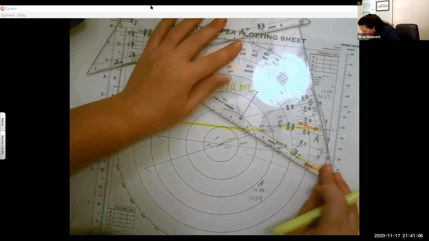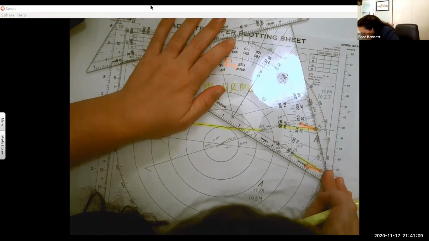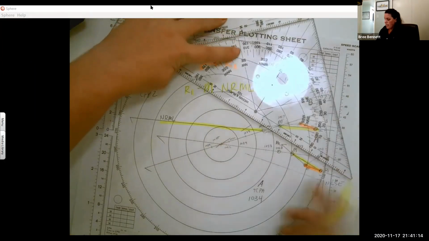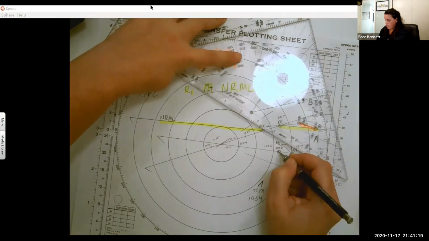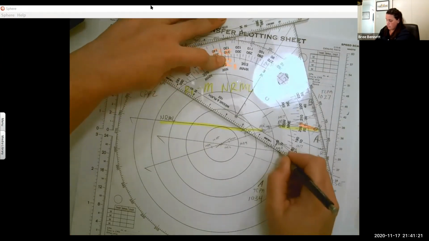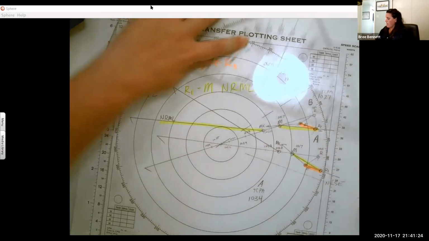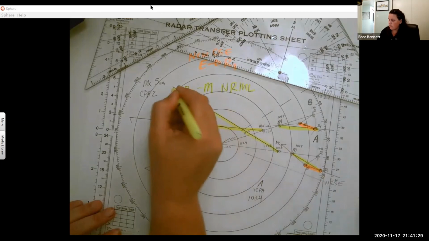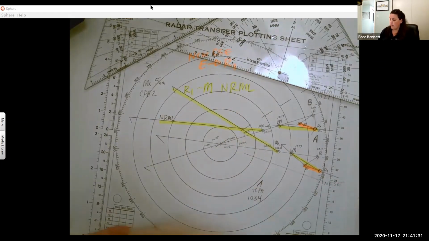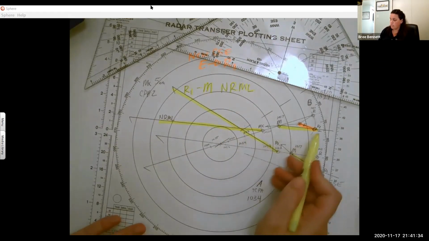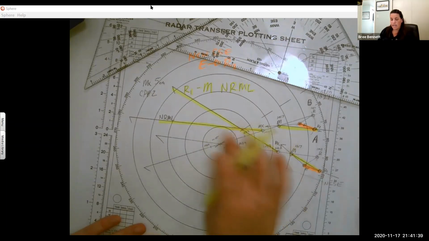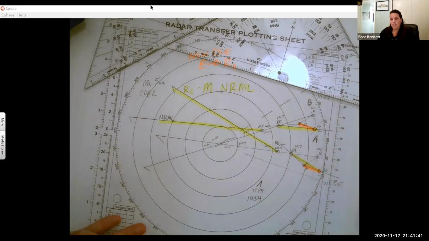My tools. So I'm going to bring this line back to this MX. So here's our MX. Bring my line over. And that is my new relative motion line. So this course change will move both of these targets away outside of my 2 nautical mile CPA.